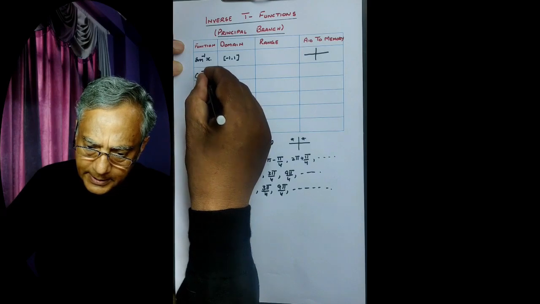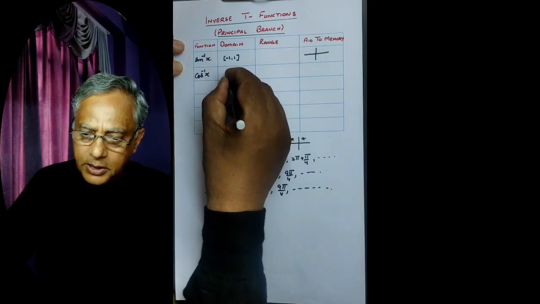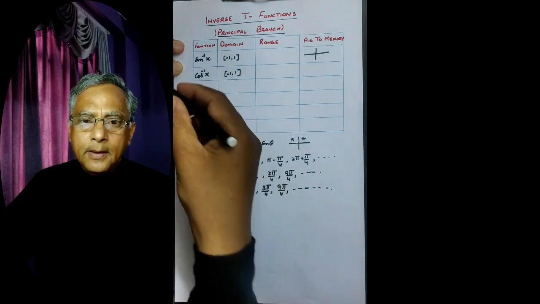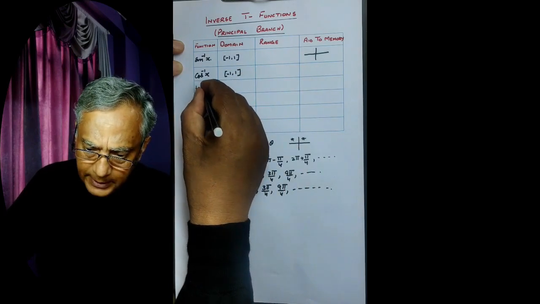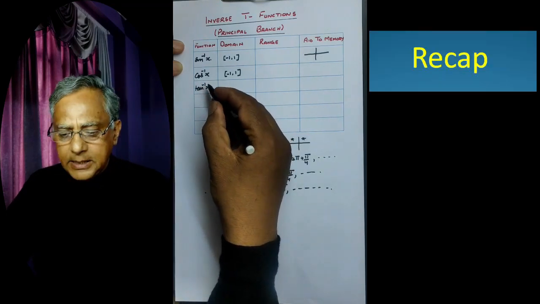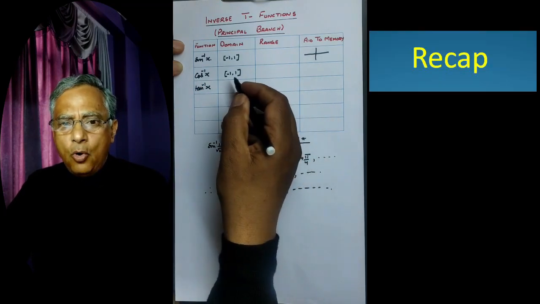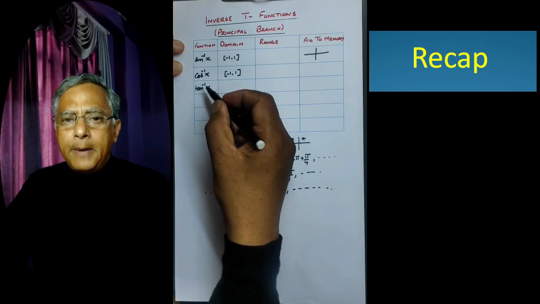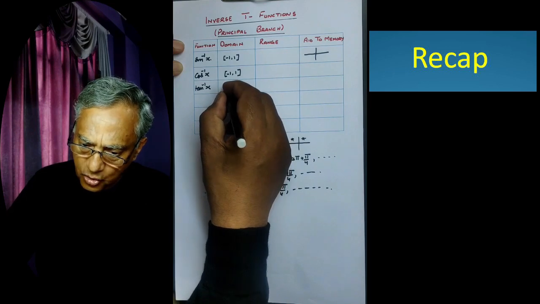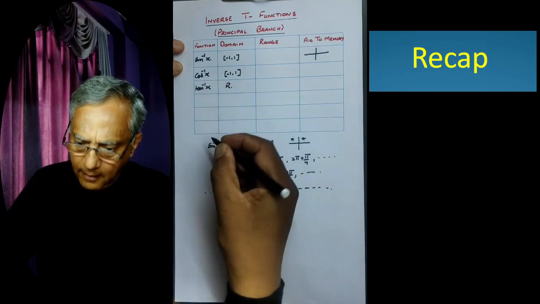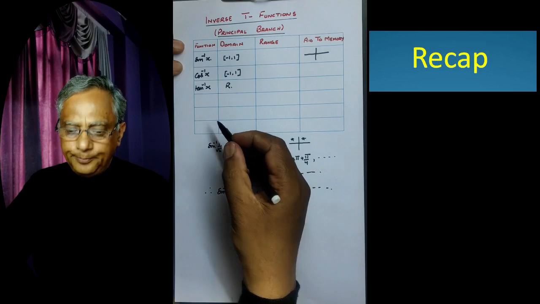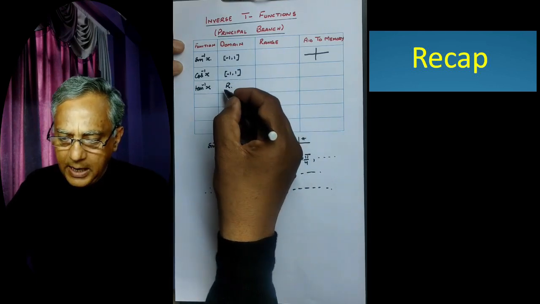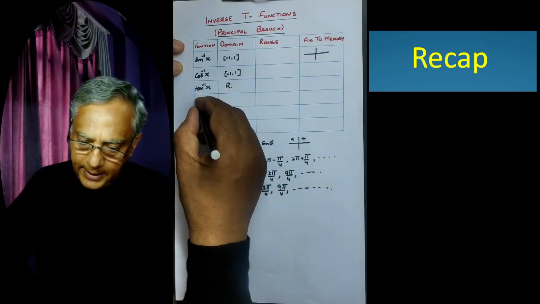Cos inverse x. Now, the domain of cos inverse x is again minus 1 to 1. Range of tan x: values of tan x lie between minus infinity and infinity, the whole real line. Tan of pi by 2 is infinity and tangent of minus pi by 2 is minus infinity. So the values of tangent lie in the whole real line. So the range is the whole real line, and the domain of tan inverse x will be the whole real line.